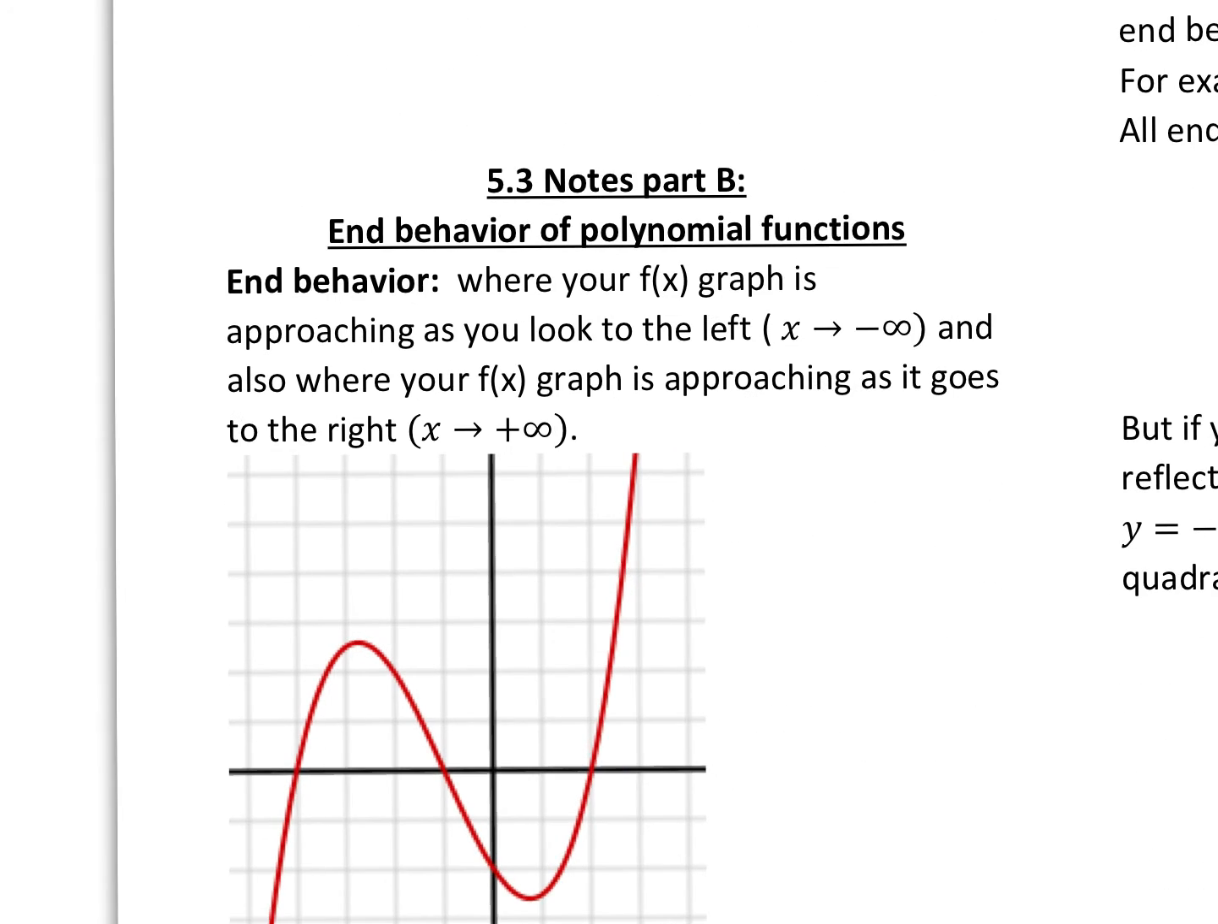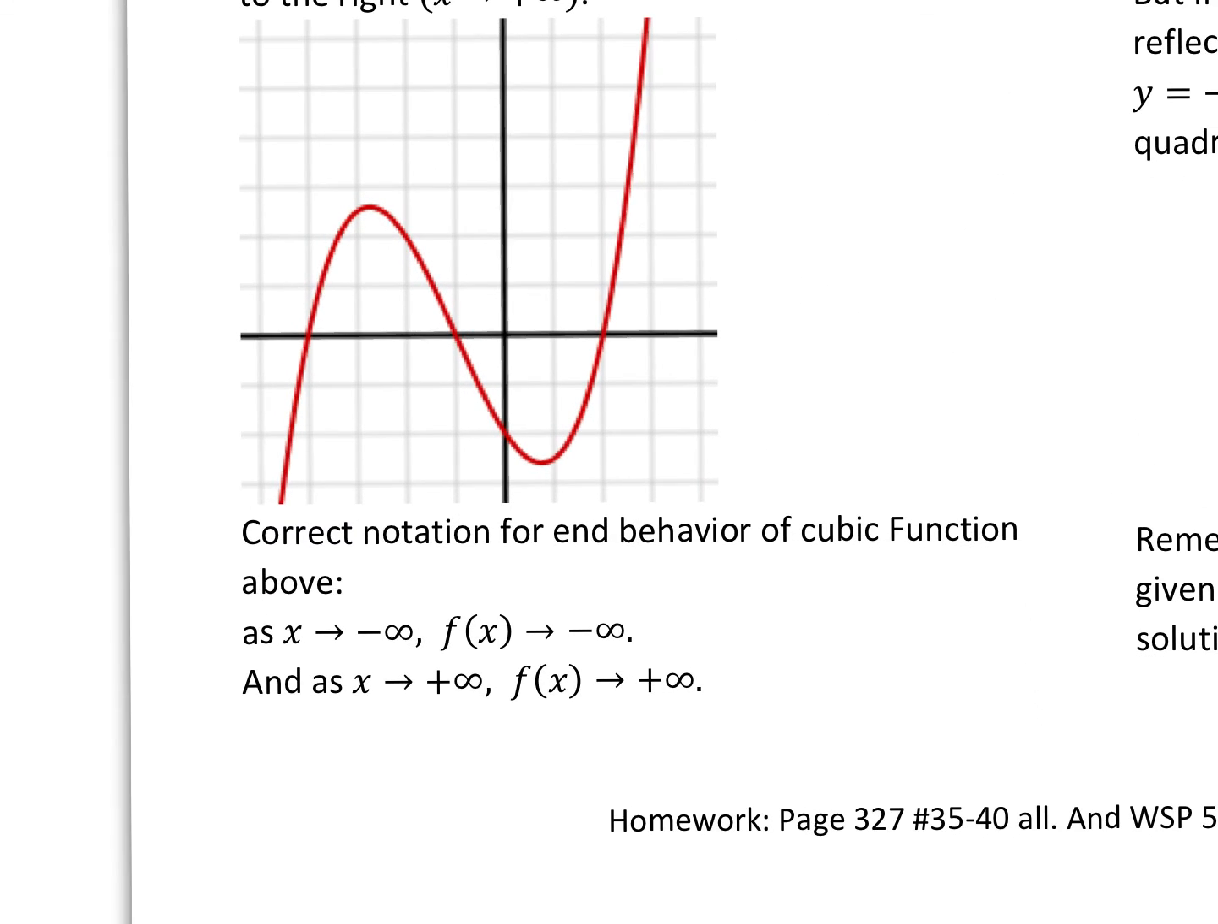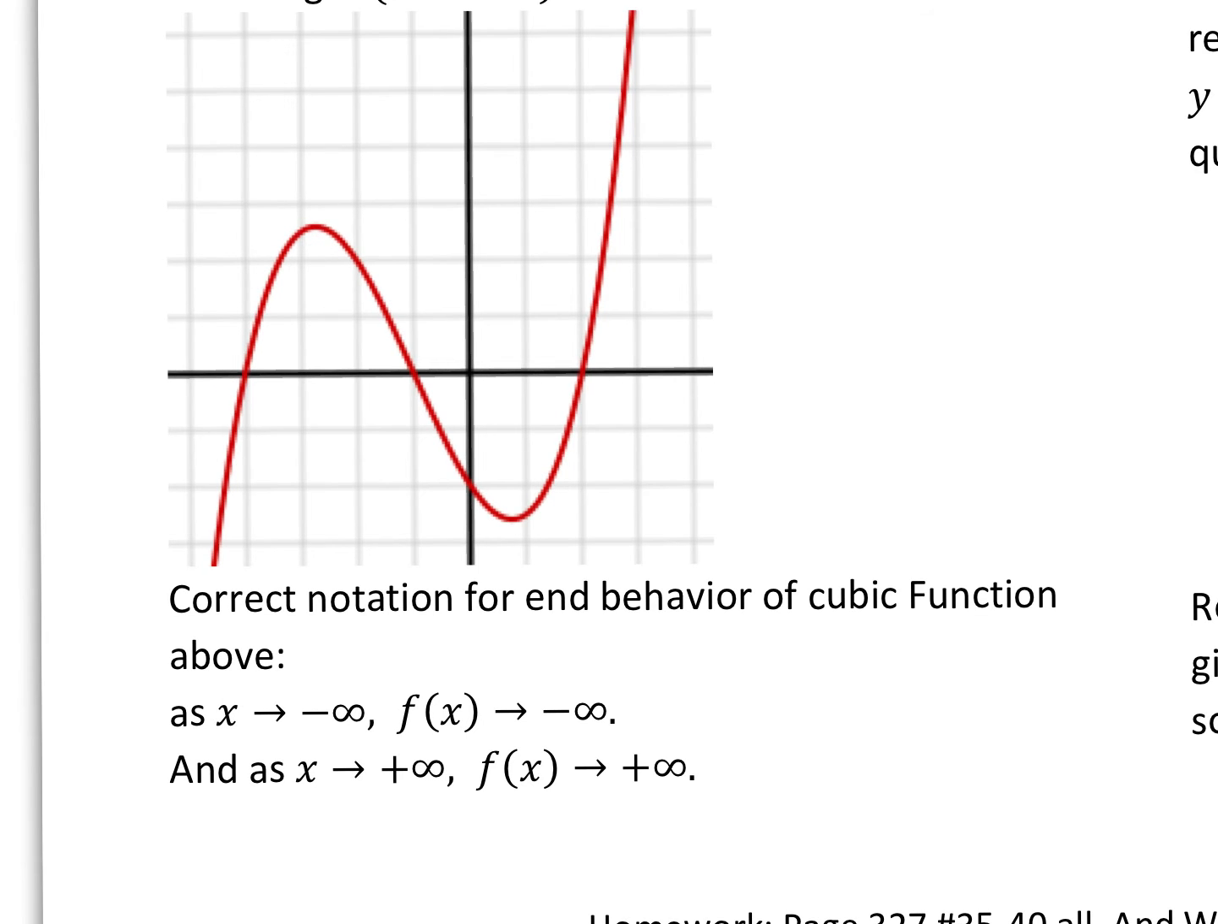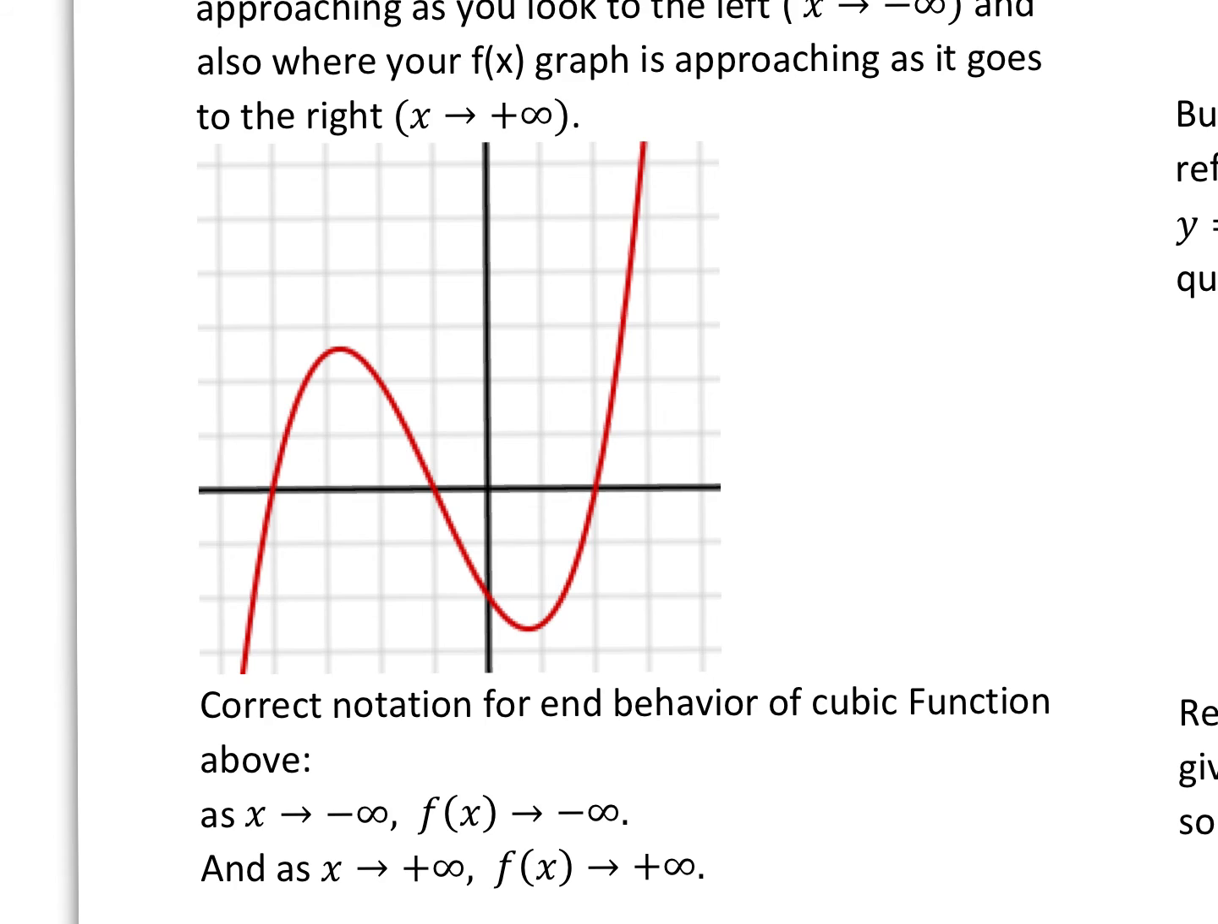And here we have part B, where we're talking about end behavior and the notation. So obviously, this graph has an end behavior down here in quadrant 3 and up here in quadrant 1, end behavior quadrant 1 and quadrant 3.